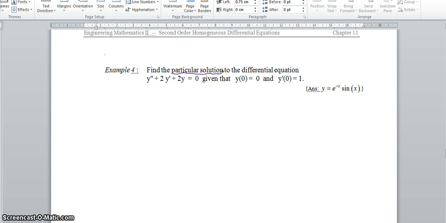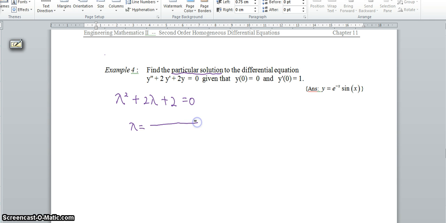In order to find out what a particular solution is, we have to find the general solution first. And in order to do that, we'll always start with the characteristic equation. So for this one, the characteristic equation is lambda squared plus 2 lambda plus 2 is equal to 0. Let's solve for the value of lambda.